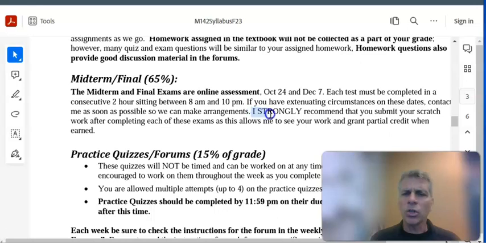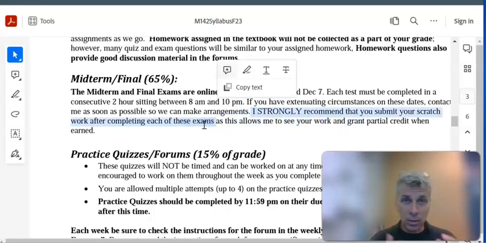Also, I strongly recommend you submit your scratch work. This allows me to look at your work, see if there's just an arithmetic mistake, and give you some partial credit. Just take pictures of your work and message me in WAMAP with it. Sometimes there may be a question that says you must submit work to get credit for it. Make sure you do that so you get credit for it.